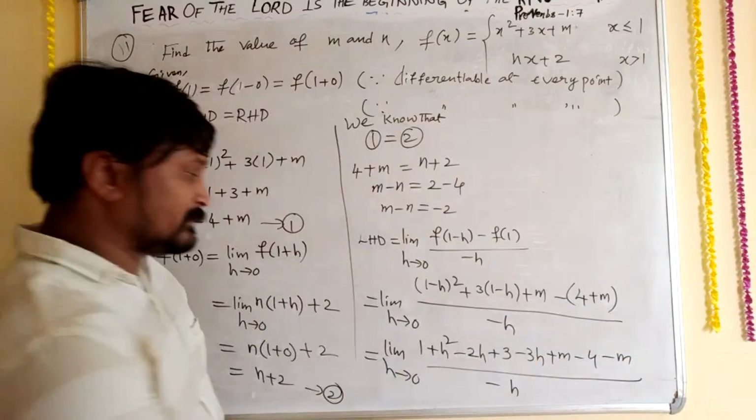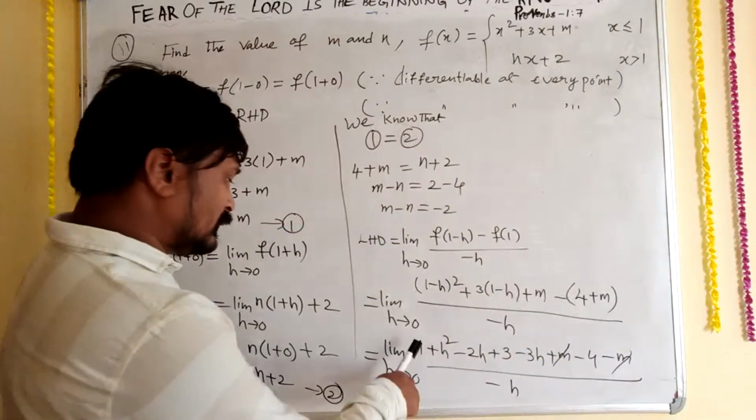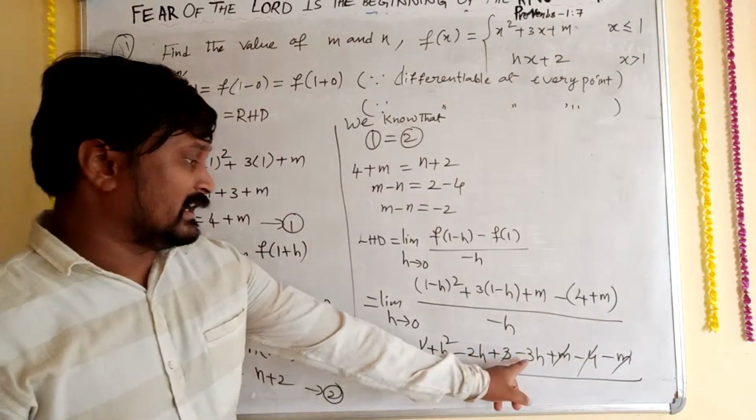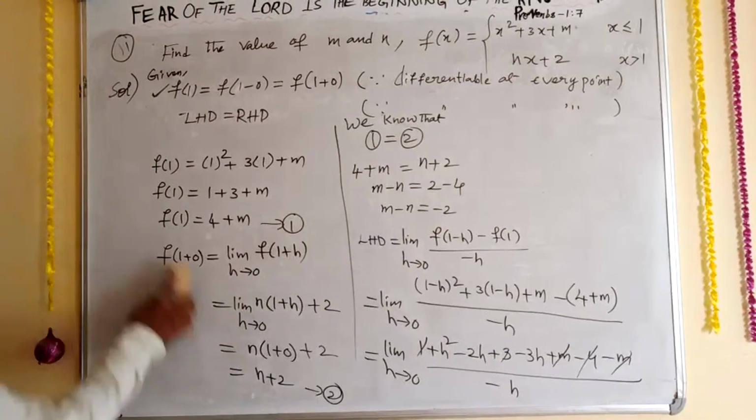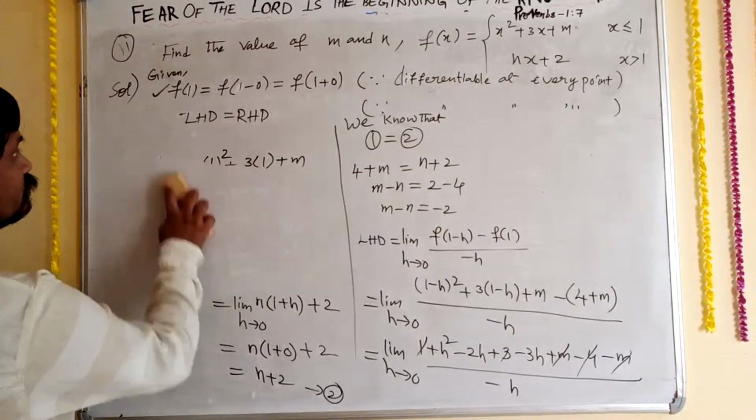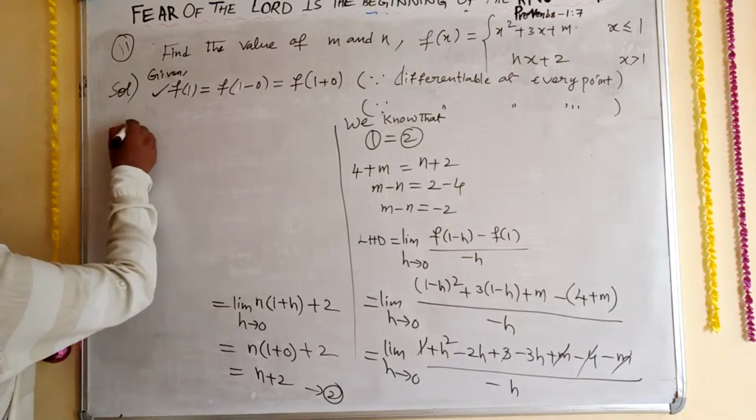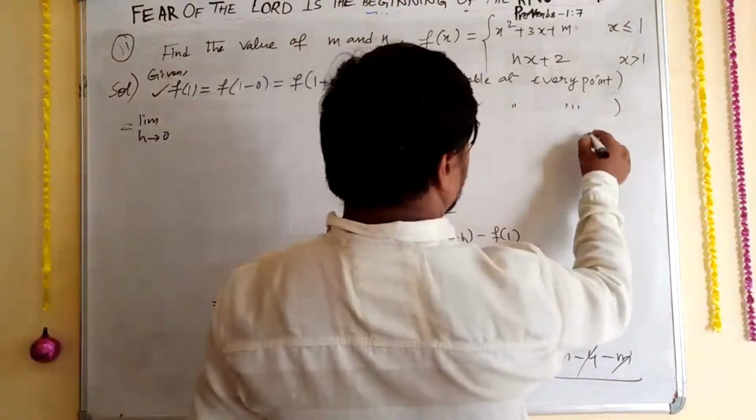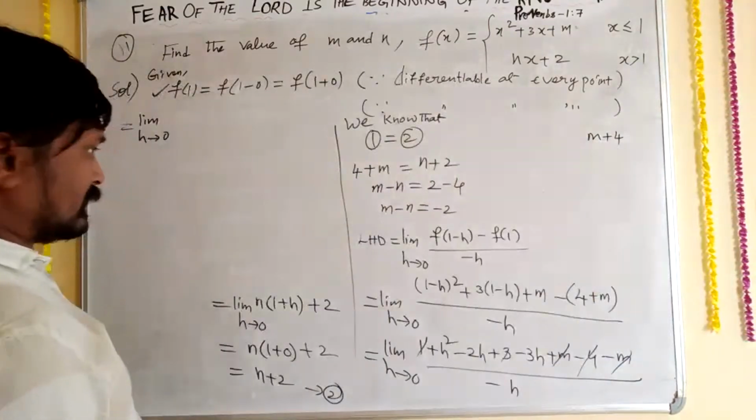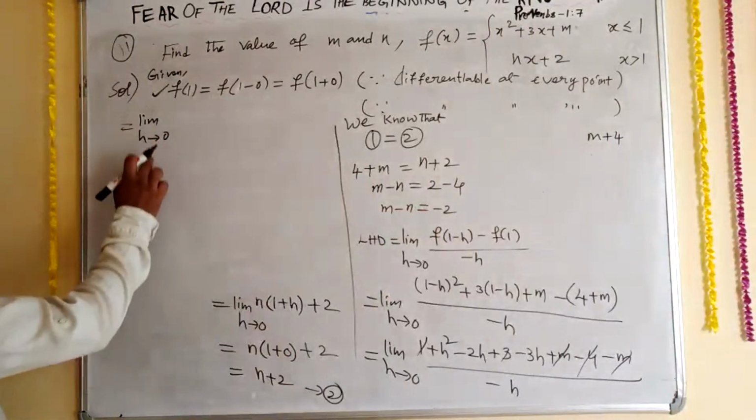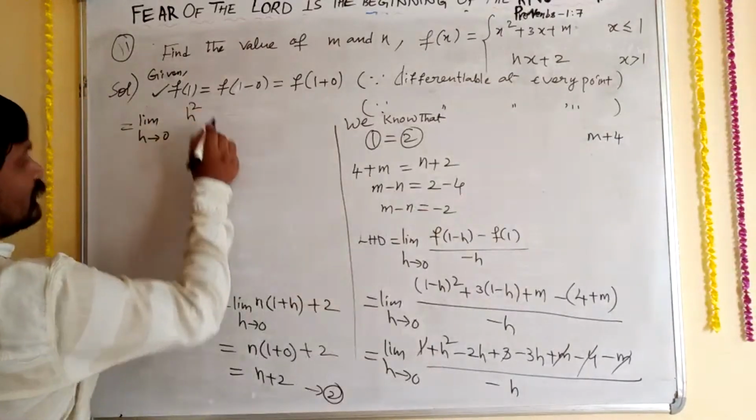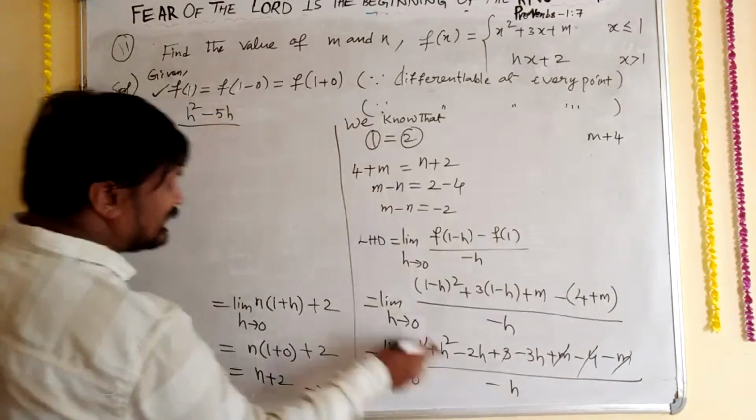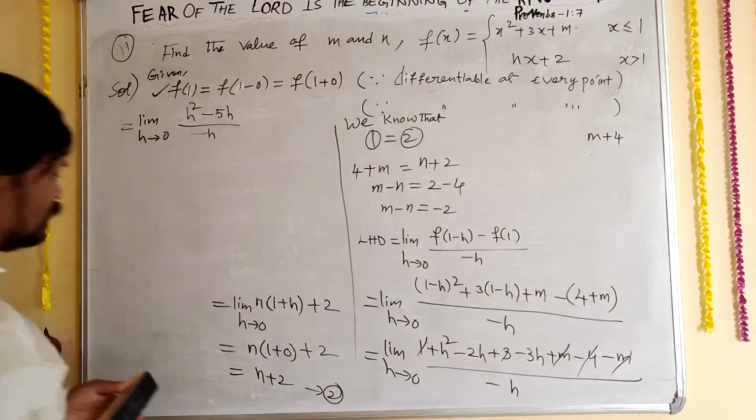Now check if any cancellation is possible. Minus m plus m get cancelled. Now 1 plus 3 is 4 and minus 4 get cancelled. So now what remains is h square minus 5h. Anyhow, the first equation you got as m minus n is equal to minus 2. So limit h tends to 0, h square minus 2h minus 3h means you will get minus 5h upon minus h. I hope I'm able to complete within the time, don't worry.